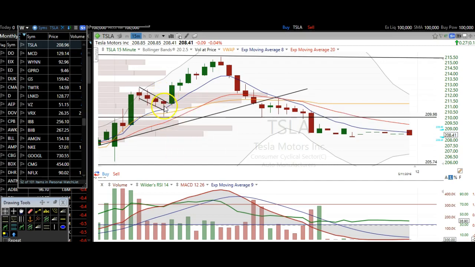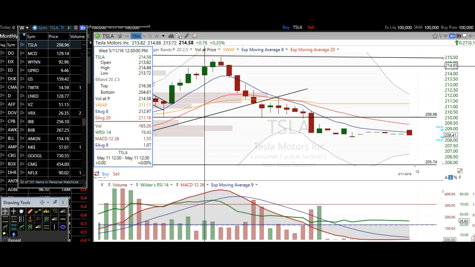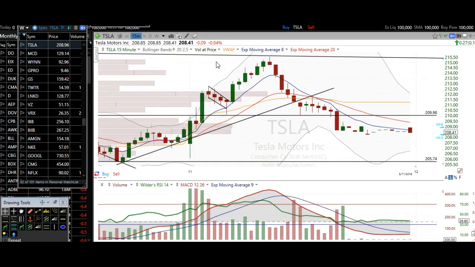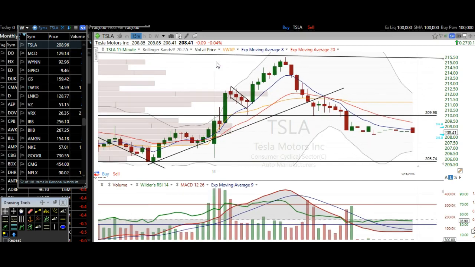And I mentioned right here on this candle, when this candle closed, to look for a continuation higher out of that, and that's exactly what we got. And we took profits right up here at about 214.70 or so. So right about here is where we took profits. It met our target, so we were out of it. Okay, just playing these levels, it's really simple if you know the levels and you stick to the plan.